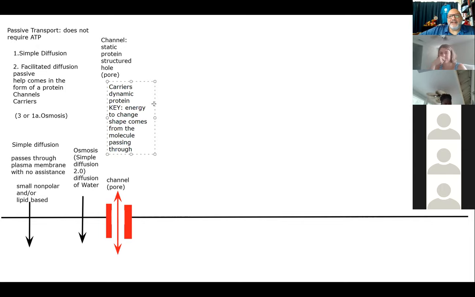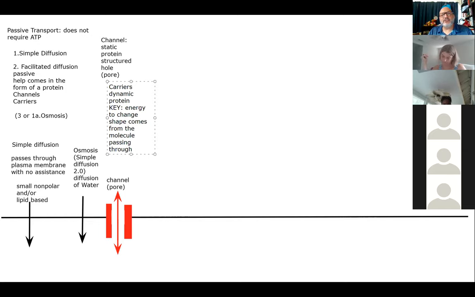No. If you want to get out of the zoo, you have to push on that turnstile, and when you push on that turnstile, the turnstile changes shape, and you are able to get out. So you have to do the work to get out, and the zoo doesn't use any energy. And that's essentially what a carrier is.